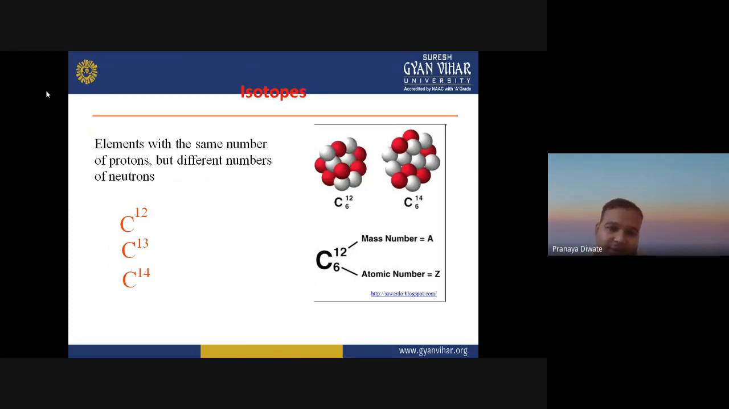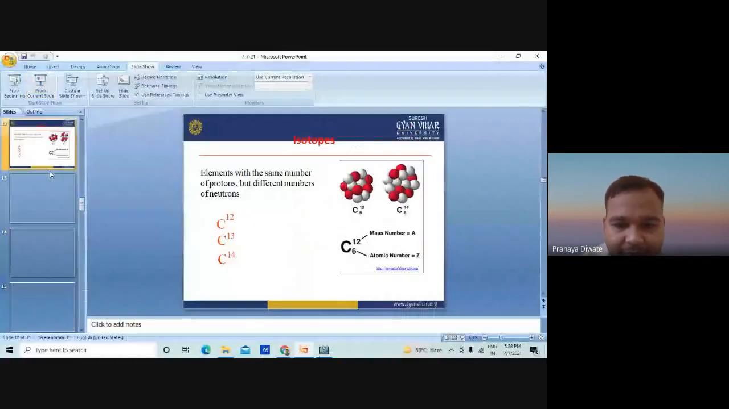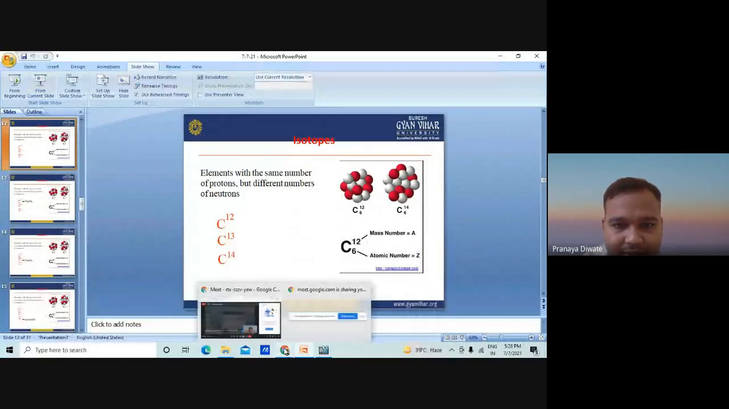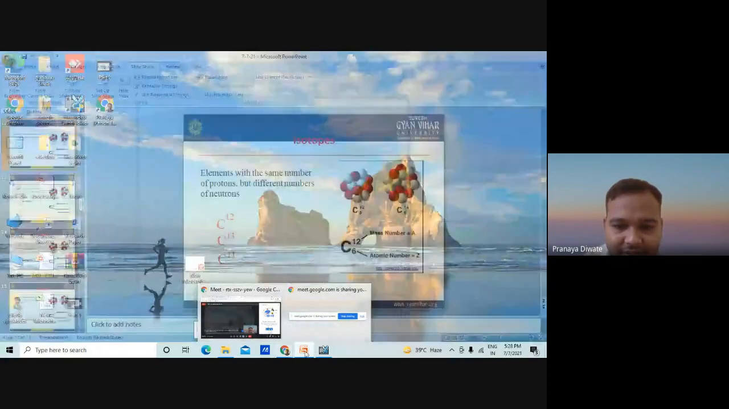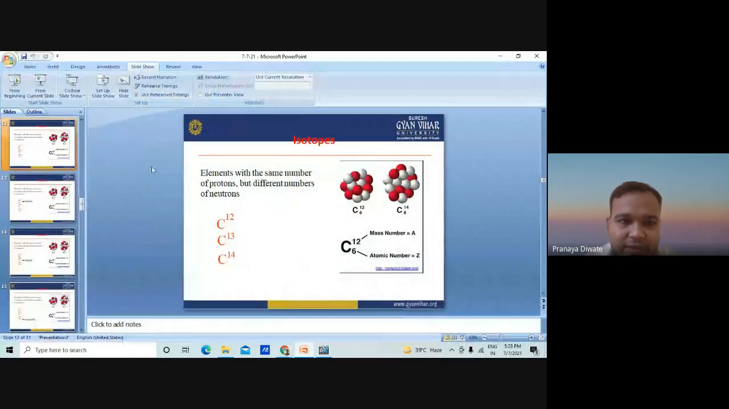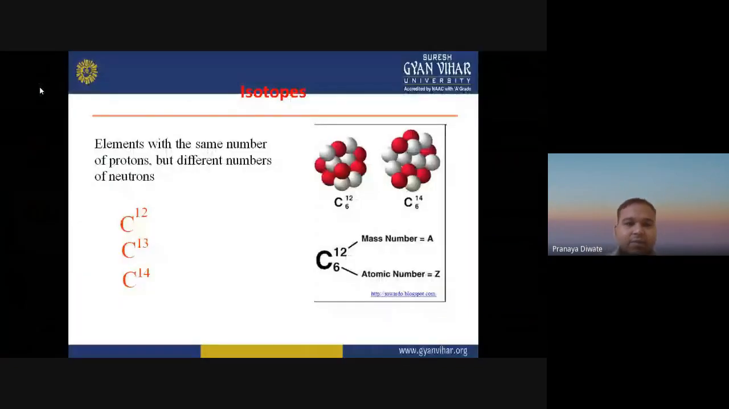So what happens with these isotopes? The proton number is the same, but the neutron number has changed. This is what we call an isotope. So C12, C13 and C14 are three different kinds of isotope.